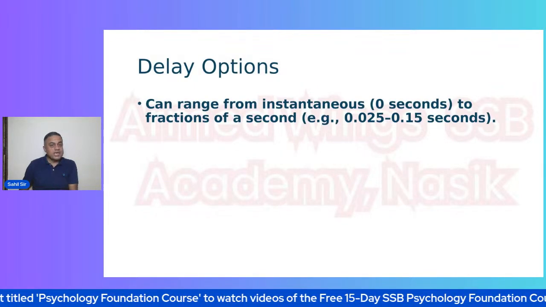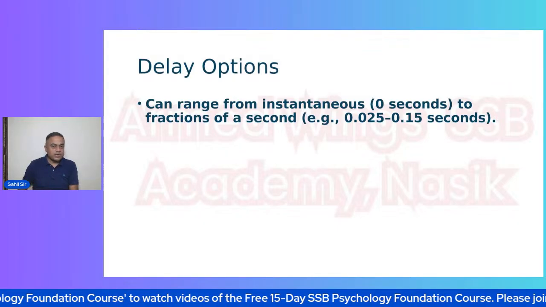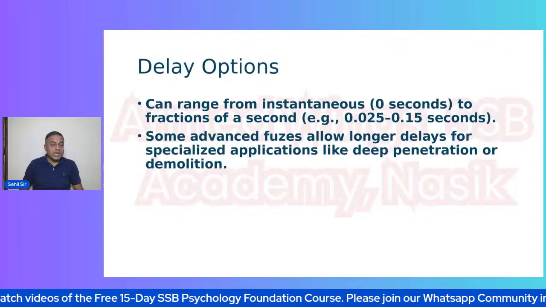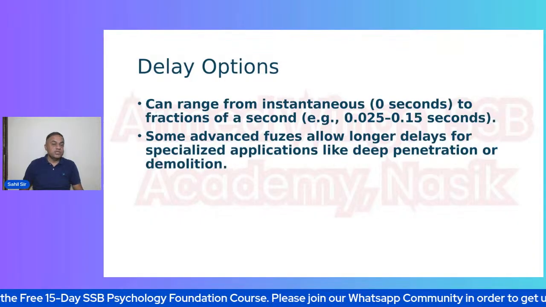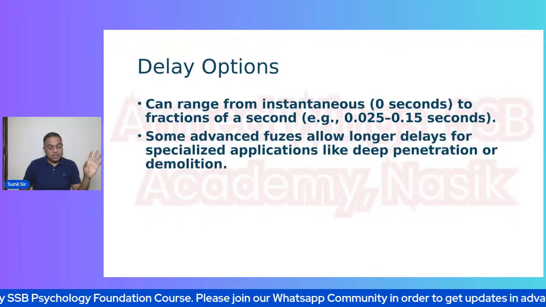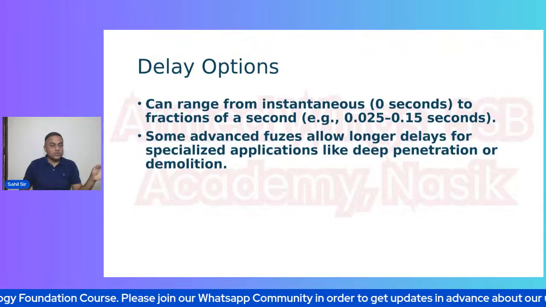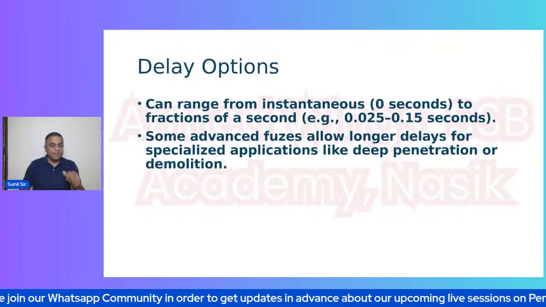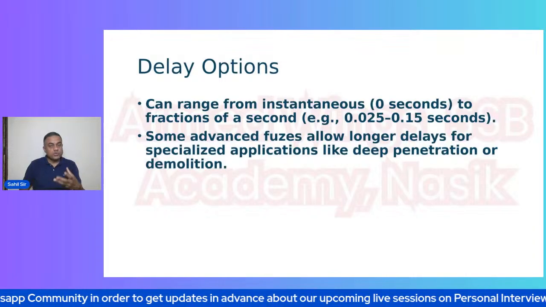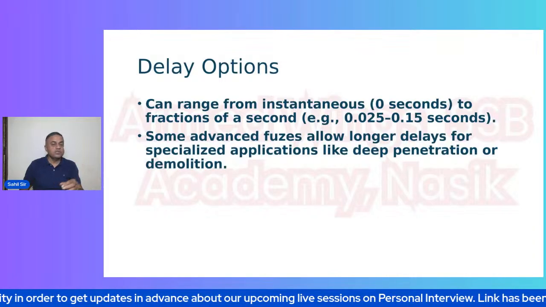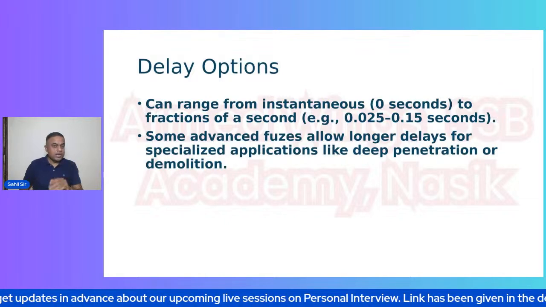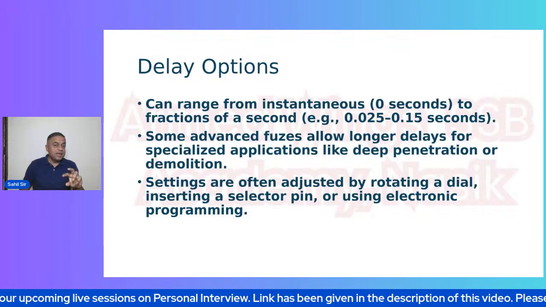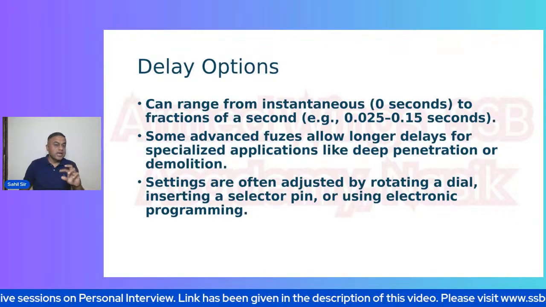Now, delay options can range from instantaneous to fractions of a second. Some advanced fuses allow longer delays for specialized applications like deep penetration or demolition, especially the bunker buster bombs which the Americans used in June last year. They were having this element of longer delay. In the subsequent sessions, I'll be trying to take sessions on specific ammunition, weapons, bombs, and in that you will understand everything in detail. Settings are often adjusted by rotating a dial or inserting a selector pin or using electronic programming.